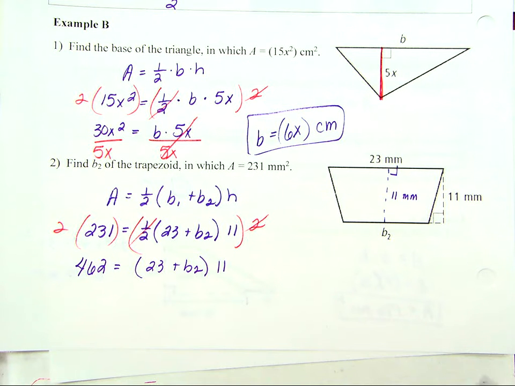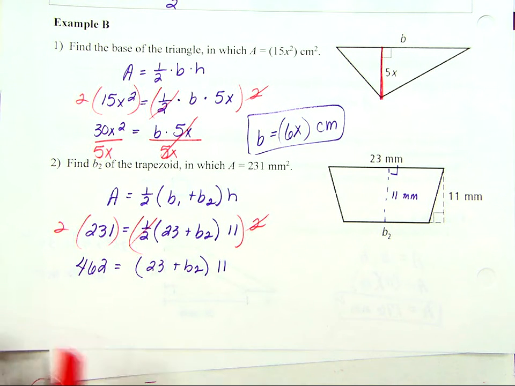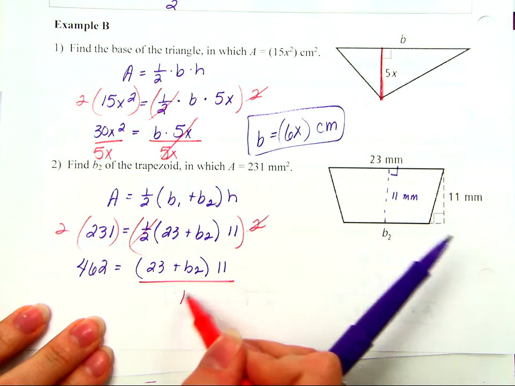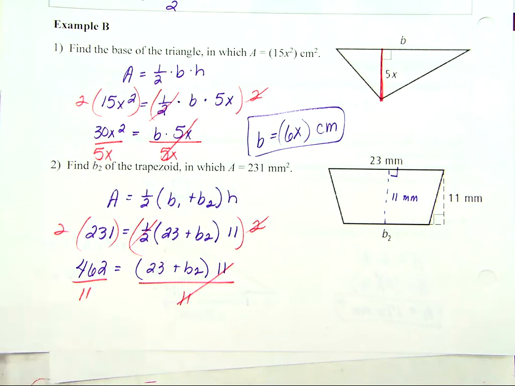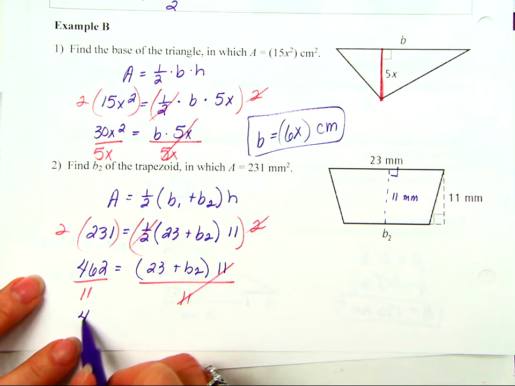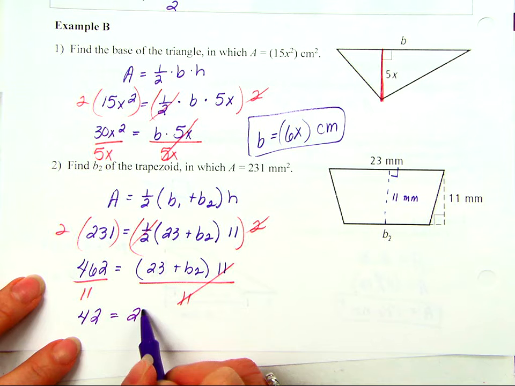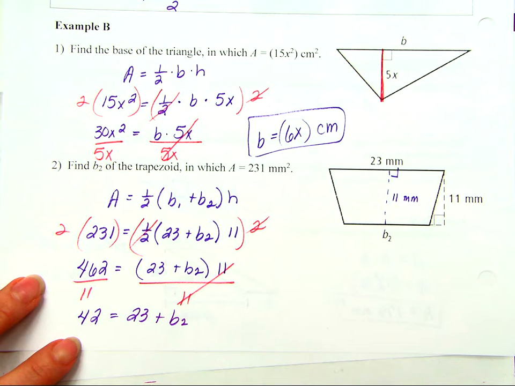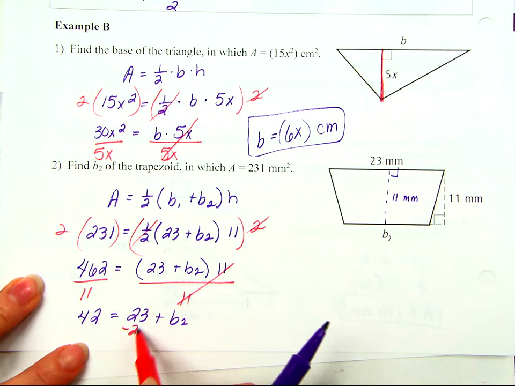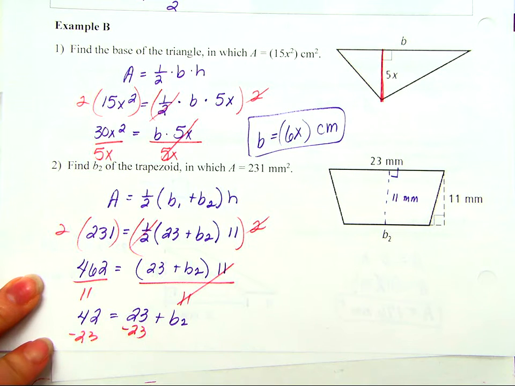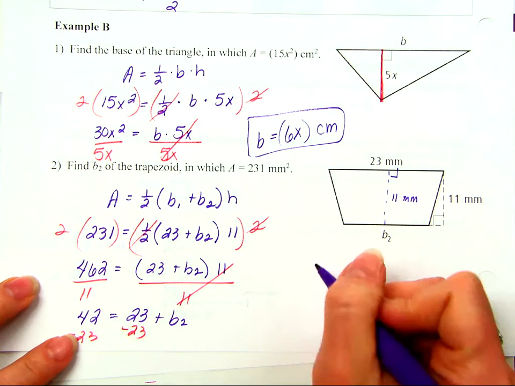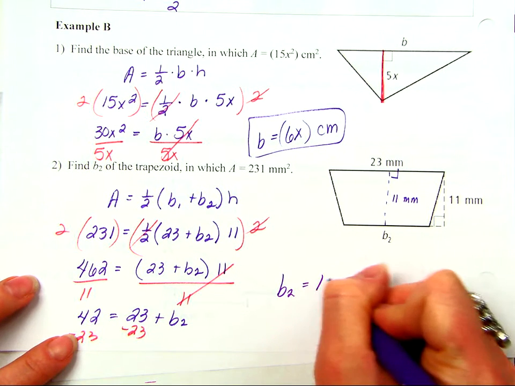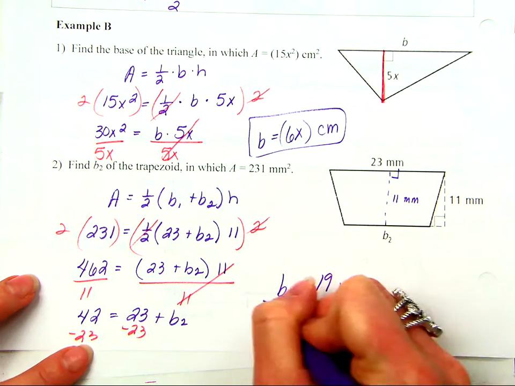What would I do next? Well, this is in parentheses, remember? And so when we're solving our equation, we're actually working our order of operations backwards. So we actually want to take a look at dividing by 11. And we would find that 42 is equal to 23 plus base 2, and we would subtract. In the end, we find out that our base 2 is 19 millimeters.